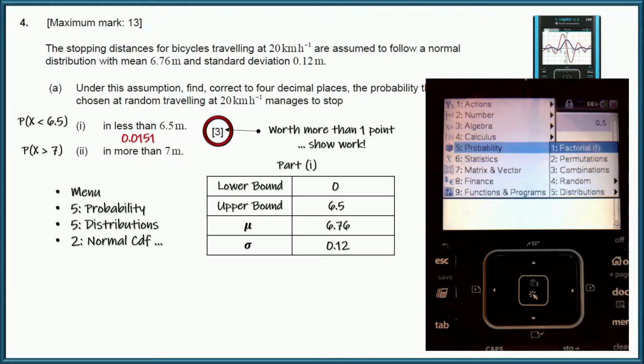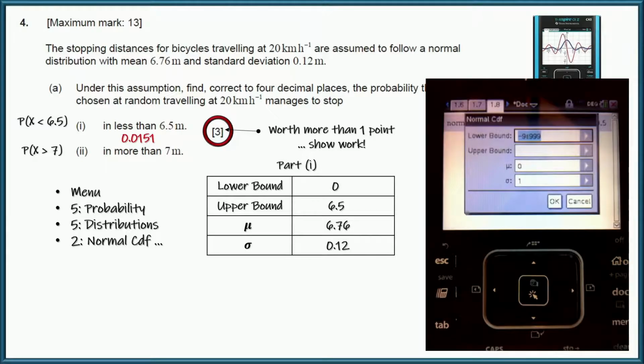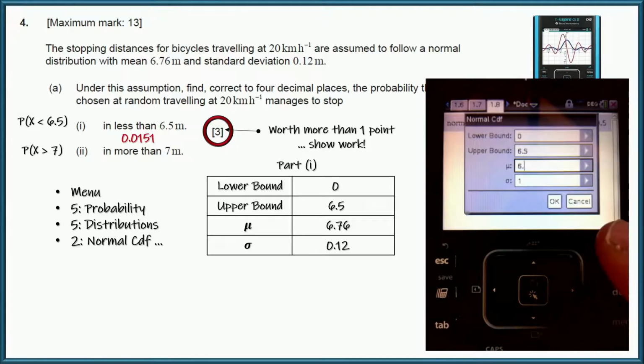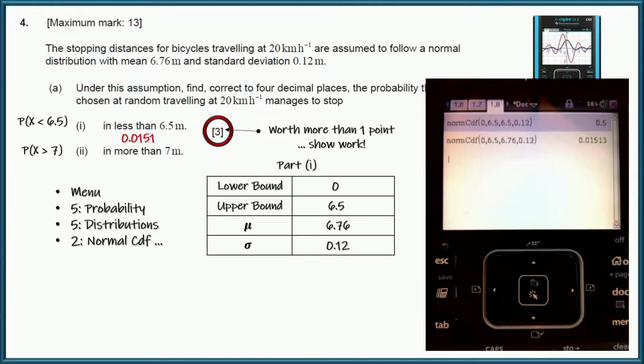Probability, distributions, normal CDF. So 0, 6.5, 6.76, and 0.12. So got to be careful, right? There we go. I apologize. You see right there is where I had made my mistake.